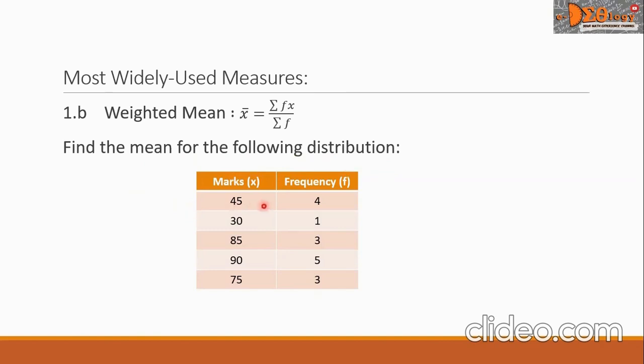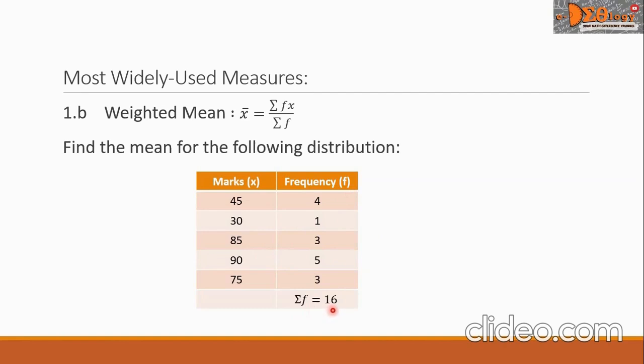In the first line, we can see that the mark 45 has a frequency of 4, 30 with 1, 85 with 3, 90 with 5, 75 with 3 respectively. Next, we're going to take the summation of the frequency, and that is equal to 16.